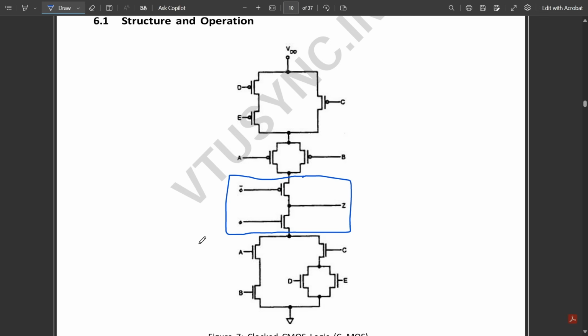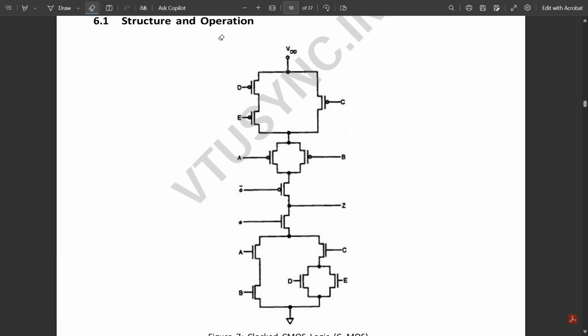But here there is one change in the clocked CMOS, that is between the pull up part and the pull down part, we should be adding one PMOS transistor, that is controlled by phi bar, just below the pull up part, and just above the pull down part, we should be adding one NMOS transistor, and in between those PMOS and NMOS transistors, you should be taking the output. Okay, so this is the one change if you compare clocked CMOS with complementary CMOS. Hope this structure is clear. So just observe it and you will understand it.